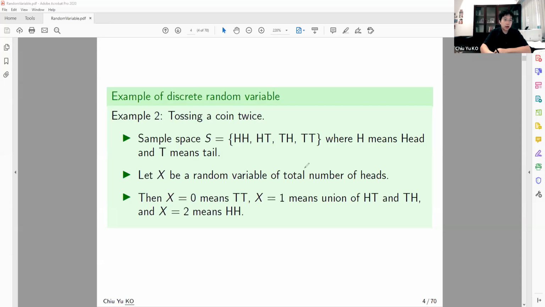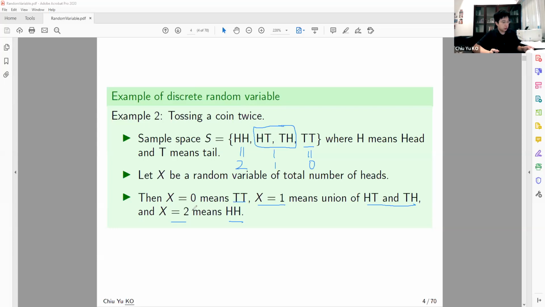probably you don't really care about the distinction between the two, right? Because you may just care about how many heads you have. So in that case, this will be 2 heads. This is 1 head. This is 0 head. So X equal to 0 means TT. The union of these two, because both of them correspond to X equal to 1, and X equal to 2. So that's the idea. Again, it's a simplification of the sample space because sample space can be very complicated. You can imagine the random variable as a way to simplify it.